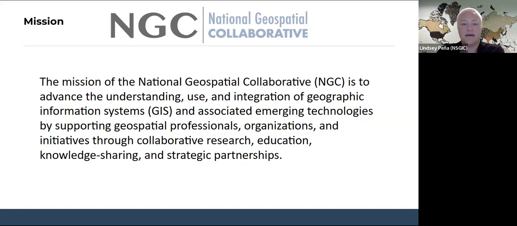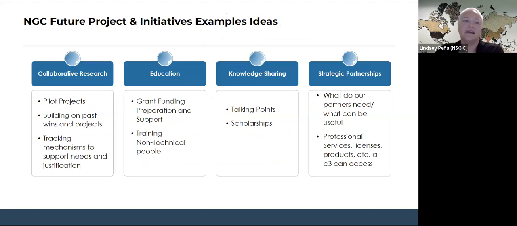And so, again, we are still in that initial process. So this next slide gives some ideas and just a little sampling of potential future projects and initiatives. Oh, and my computer, there we go. Sorry about that.